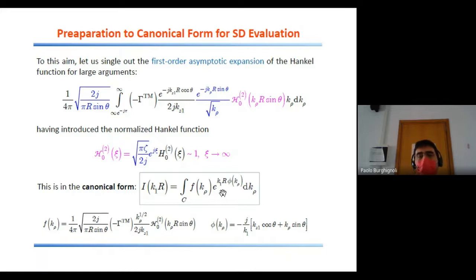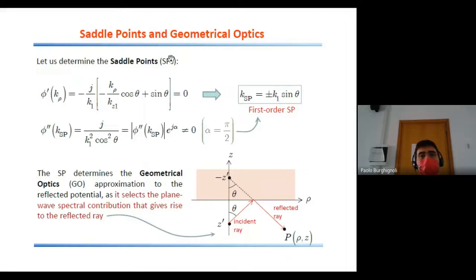And all the remaining factors can be collected inside this function f, which is instead defined at the bottom left of this slide. Okay, so once you have the canonical form in the box, you can apply the standard steepest descent evaluation to this canonical form. And in order to do that, first of all, you need to determine if and which saddle points occur.